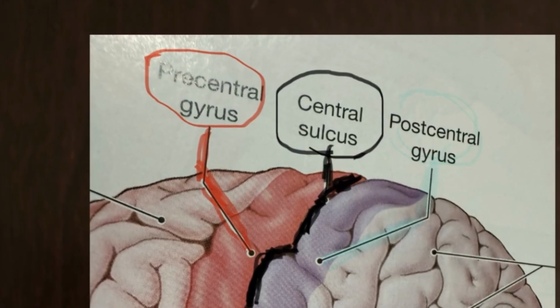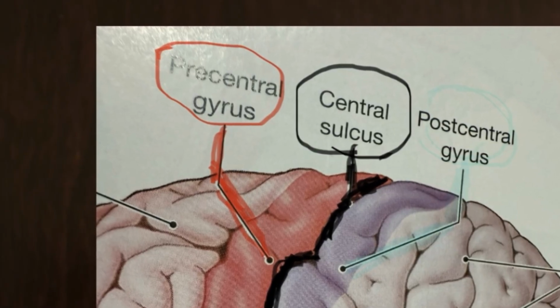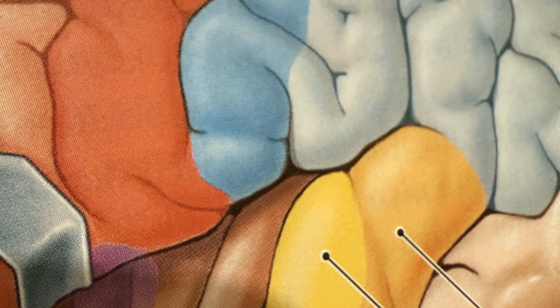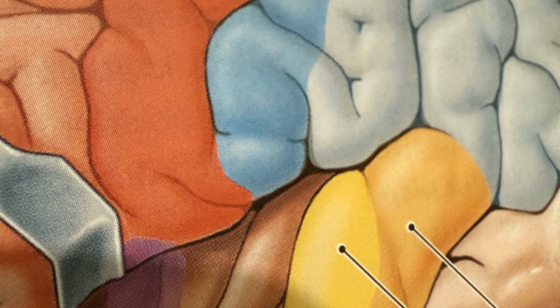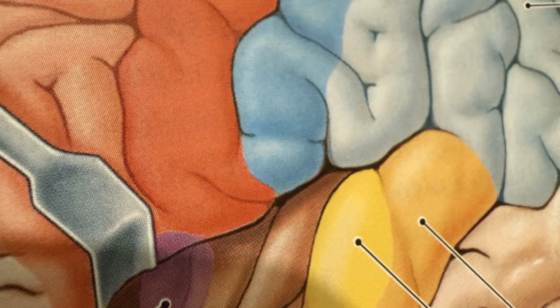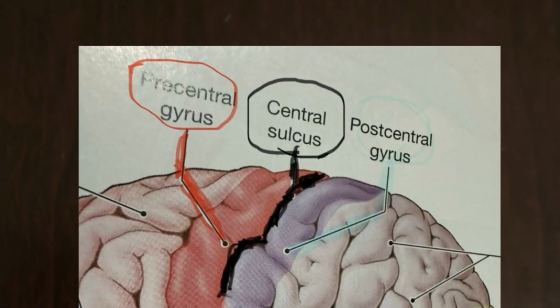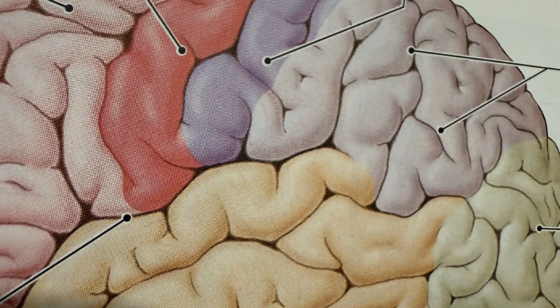The postcentral gyrus is the somatosensory cortex, which receives and processes sensory information like touch, pain, and temperature from the body. The precentral gyrus is in the frontal lobe, while the postcentral gyrus is in the parietal lobe. Both are located on either side of the central sulcus, with the precentral gyrus in front, the motor cortex, and the postcentral gyrus behind it, the sensory cortex.